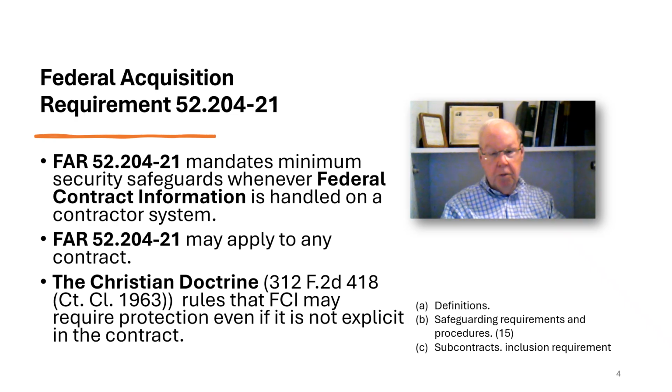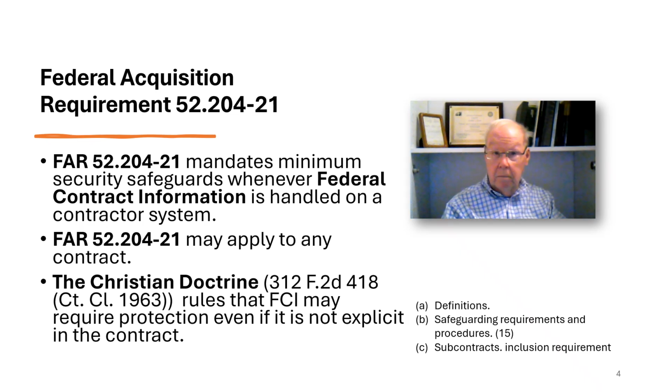The Federal Acquisition Regulation -21 mandates the minimum security safeguards for FCI, how FCI is to be handled on a contractor system. FAR 52.204-21 may apply to any contract. Remember, you have a couple of ways that things are carved out. If it's all CUI, then it's all CUI and it's not FCI.